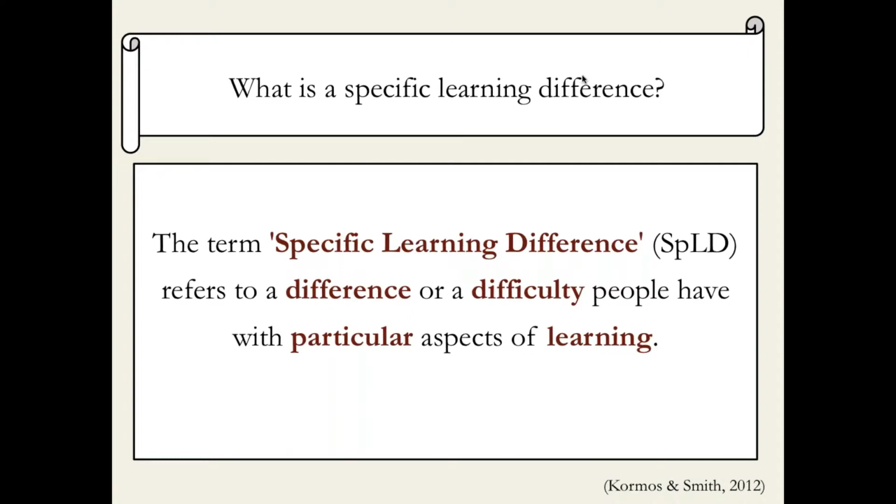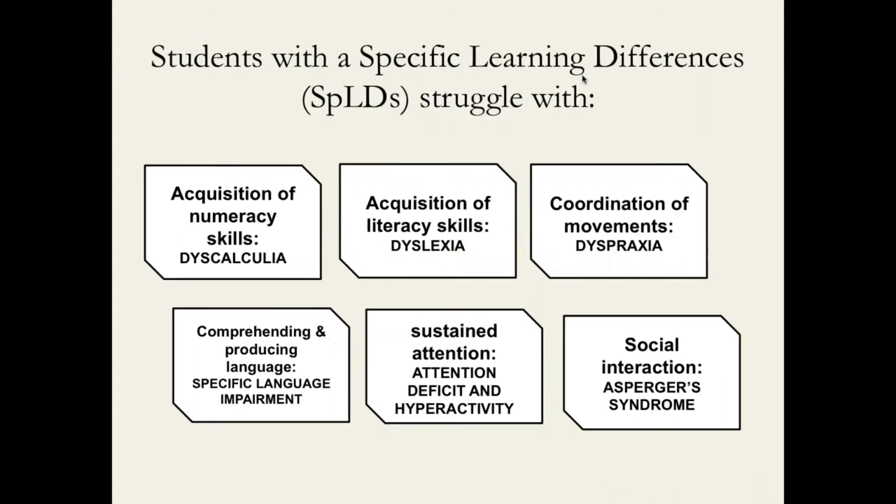So what is a specific learning difference? I want to give you a general definition. The term specific learning difference refers to a difference or a difficulty students or people have with particular aspects of learning. Now, this definition is very, very general because there are many different learning differences, and in this webinar, we will primarily focus on these. So we'll talk about issues such as acquiring numeracy skills, the acquisition of literacy skills like dyslexia, coordination and movement, dyspraxia, comprehending and producing language, which is specific language impairment, sustained attention, ADHD, and social interaction, which is Asperger's.